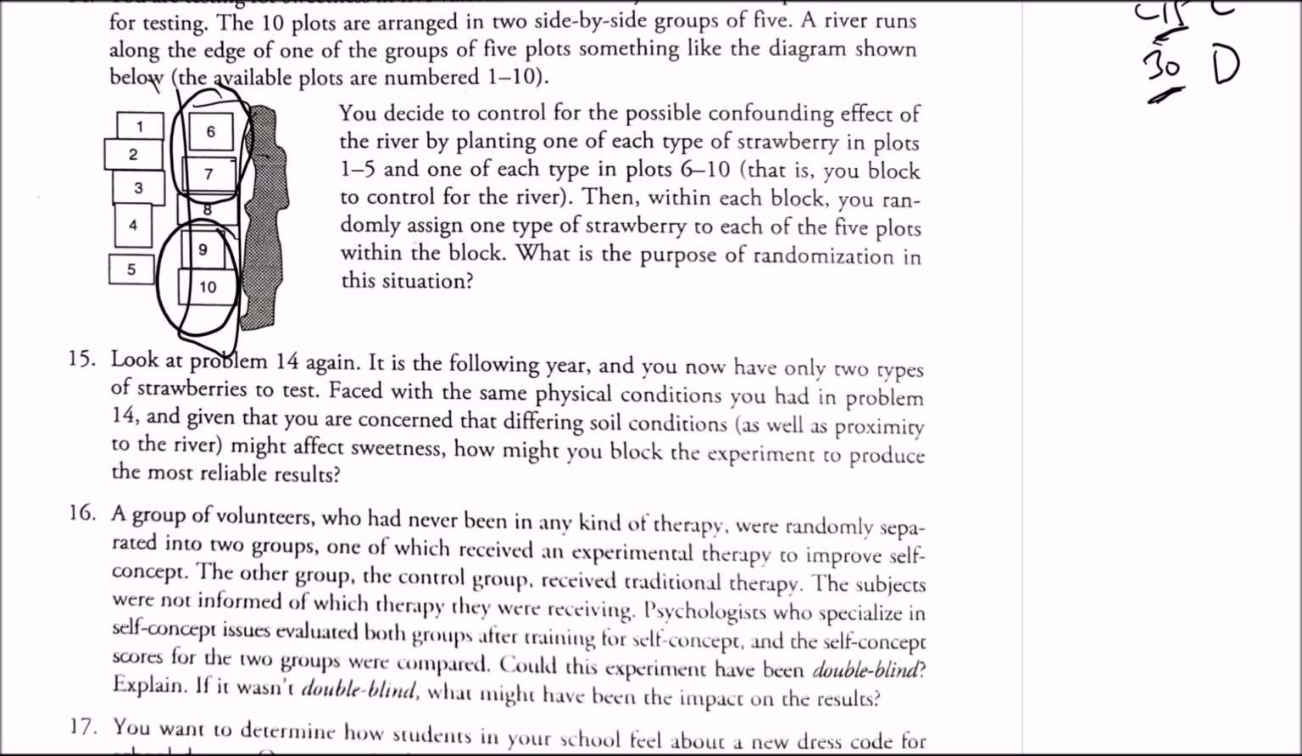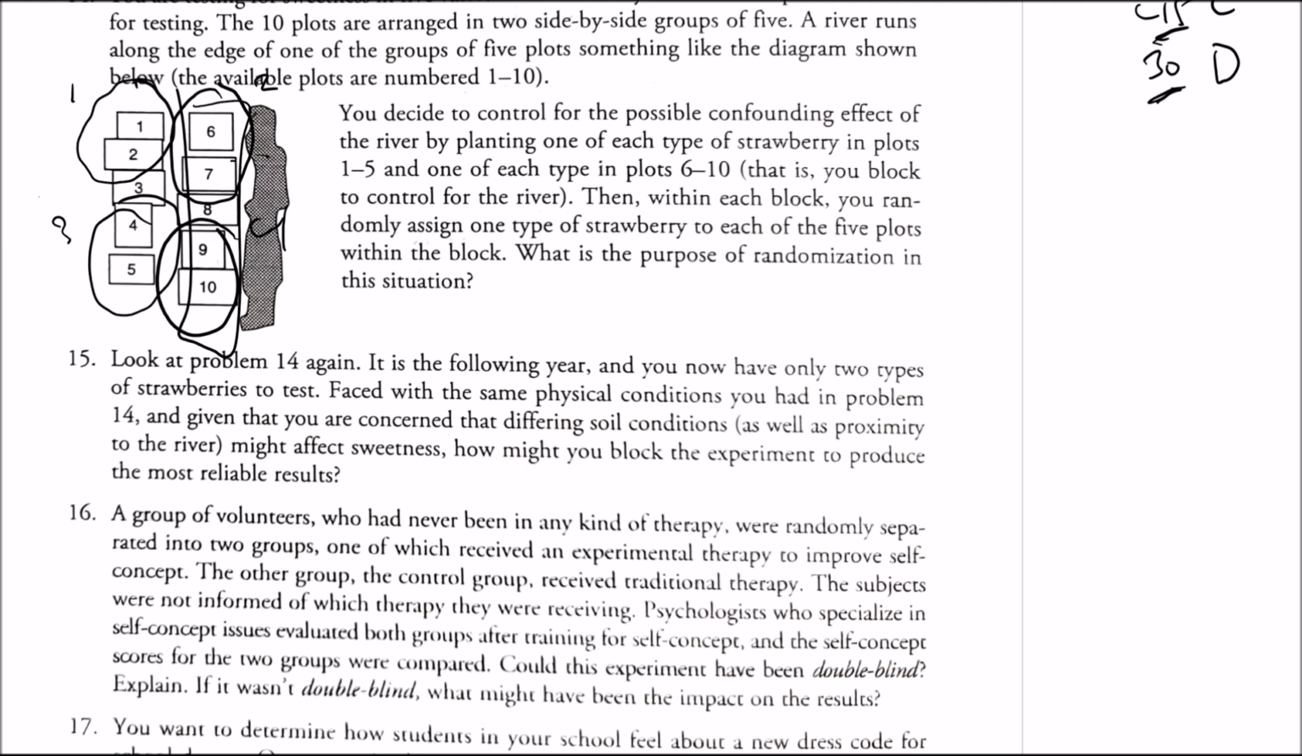So what we can do is do 4 blocks, right? So we got 1, 2, 3, 4. So block 1 is going to control for, they're going to be far from the river, but they're going to be the northern plots. Block 2 is going to be close to the river, but in the north plots.